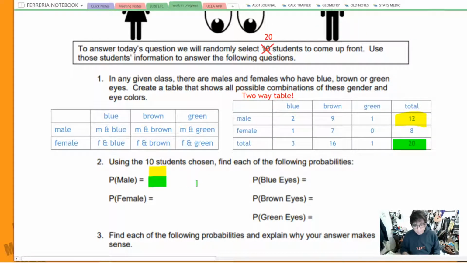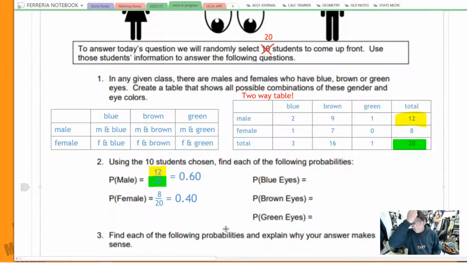So we're going to make a fraction using these two. 12 divided by 20 is 0.60. And we could do the same thing for the females in our group. That's going to give us 8 out of 20, or 0.4. Notice that 0.6 plus 0.4 add up to 100%, and that's a good thing.